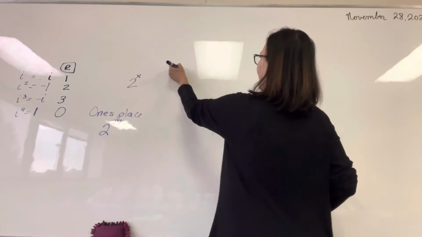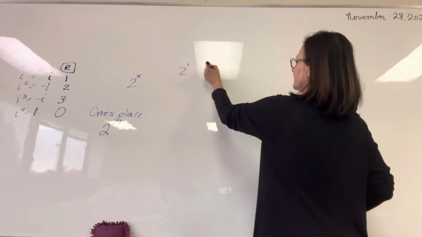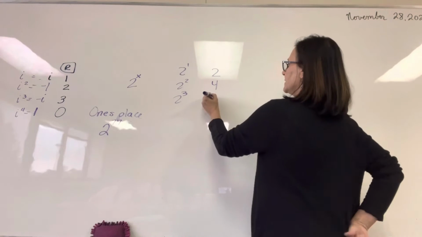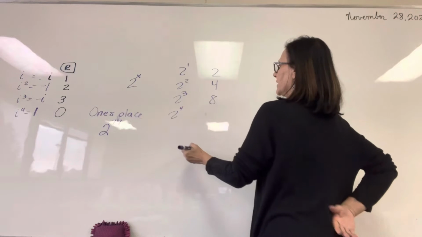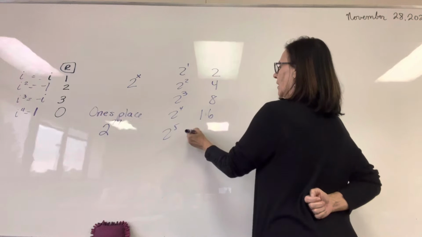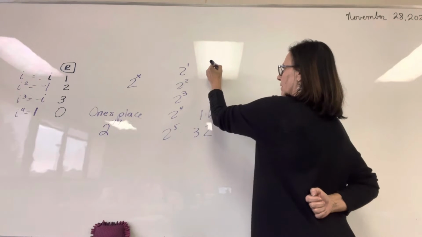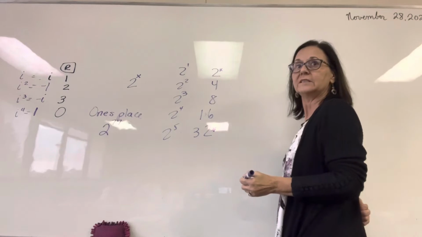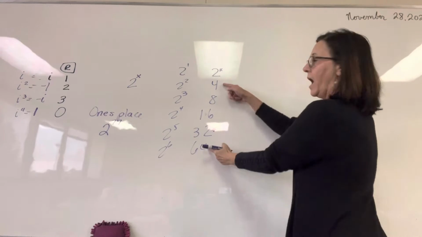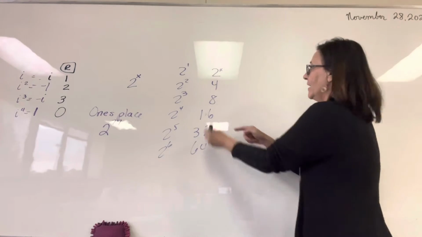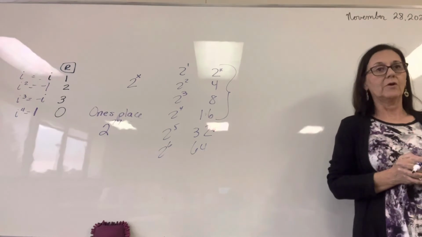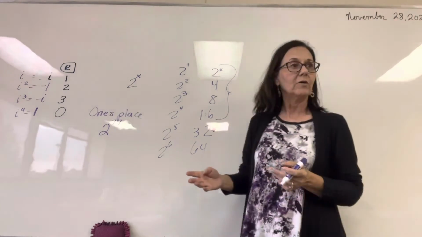Okay, let's just look at the pattern. 2 to the first is 2. 2 squared is 4. 2 cubed is 8. 2 to the fourth is 16. 2 to the fifth is 32, the same ones place as the first. 2 to the sixth is 64. I'm repeating the ones place. Oh my gosh. So how many digits do I have in the ones place? 4.